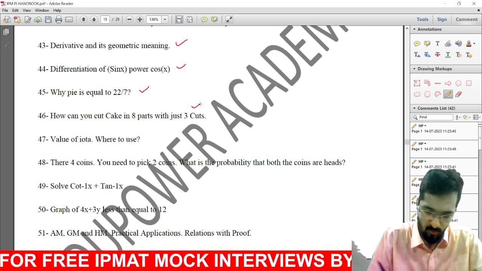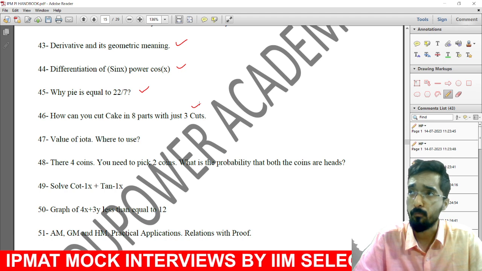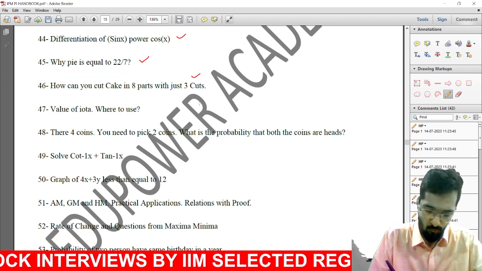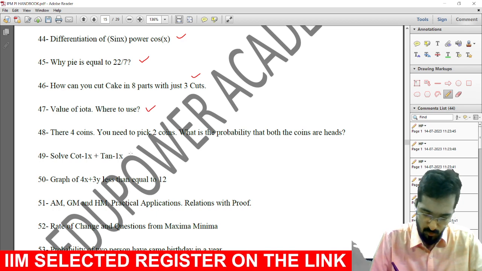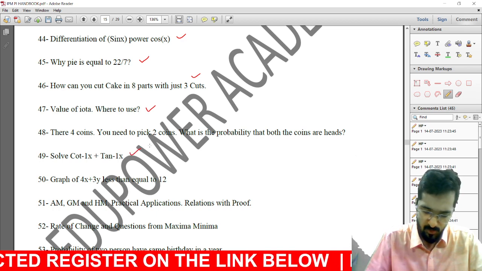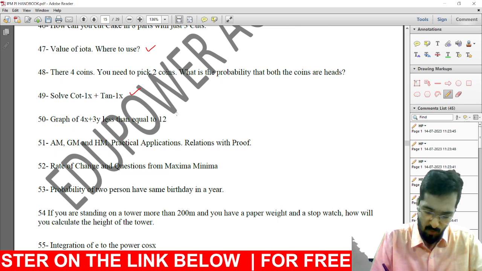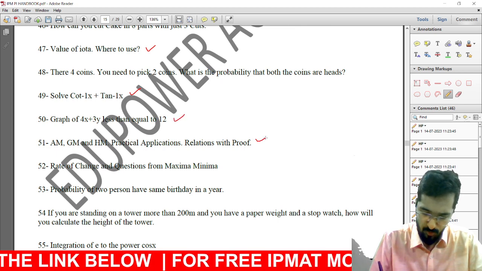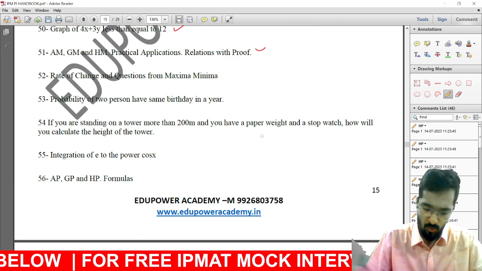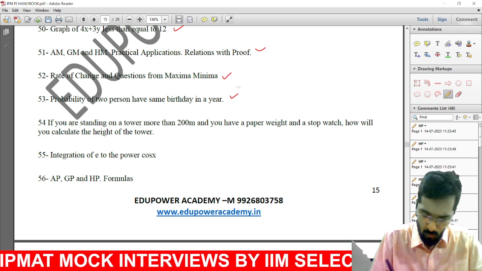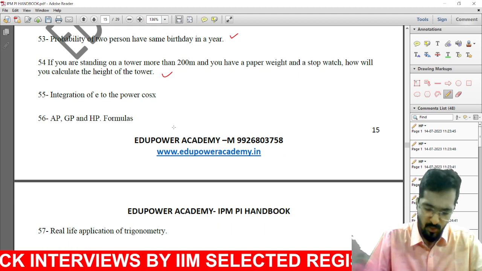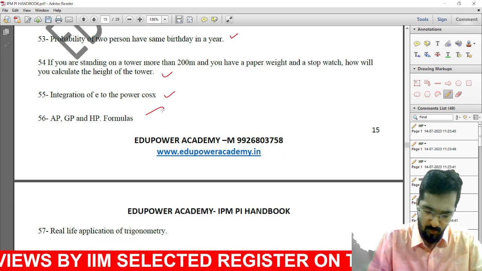Again some trick questions and puzzle questions are asked. Value of iota, complex number questions. Then solve cot inverse x plus tan inverse x, again trigonometry. Graph of, again a graph based question. AMG, AP, GP, HP based questions. Maxima minima is a favorite topic. Probability again. Heights and distance based question. Integration based question. AP, GP, HP formulas.